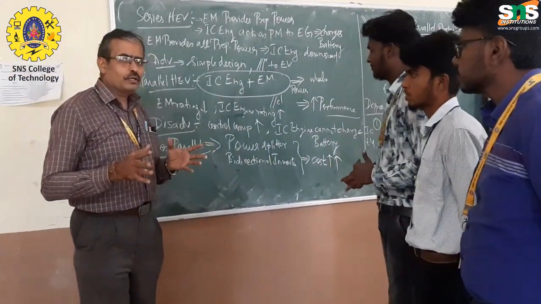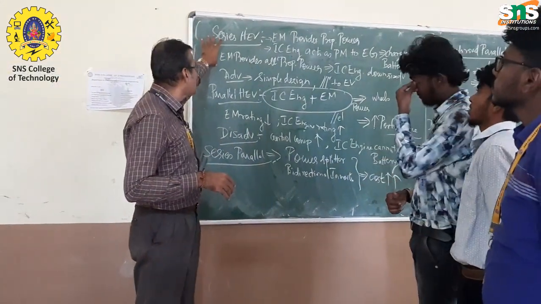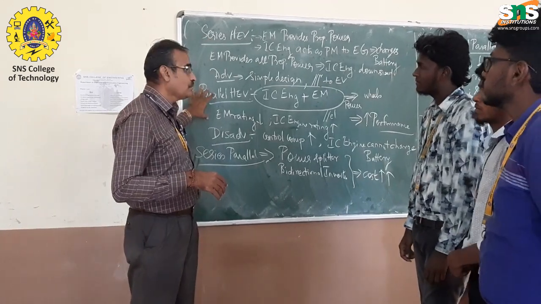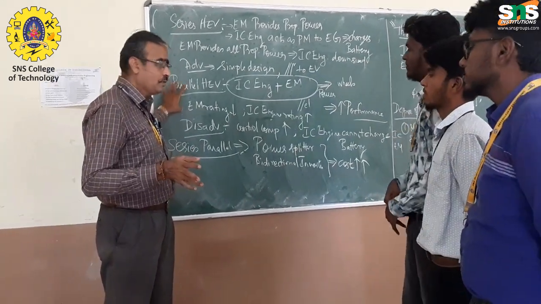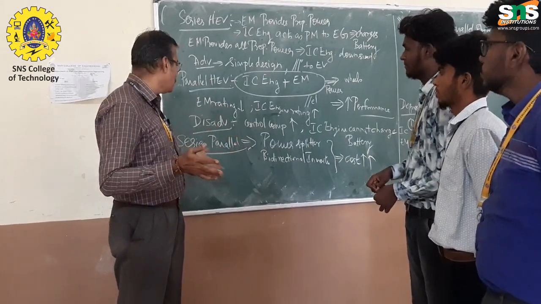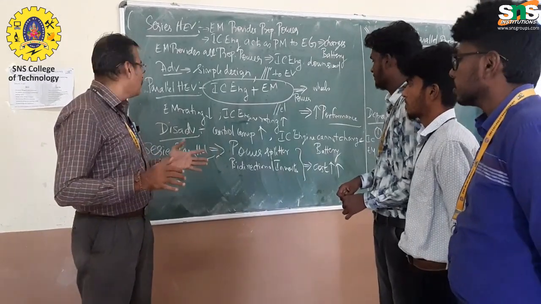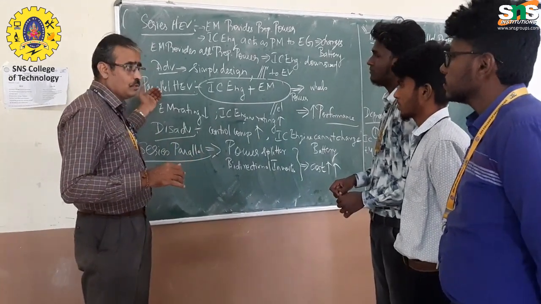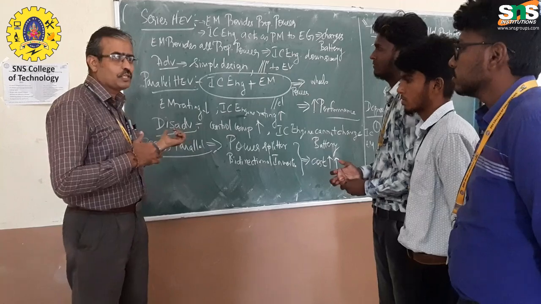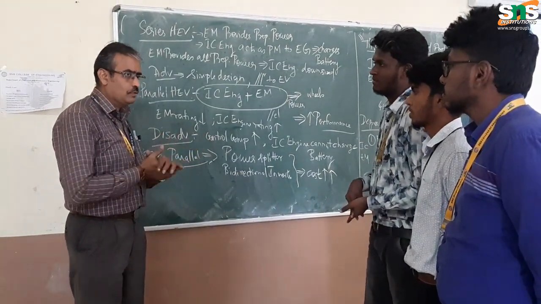By concluding, we can say series HCD is good for city driving, whereas parallel HCD is suitable for highway driving, whereas series parallel HCD is suitable for both city and highway driving. But series parallel HCD is very costly compared to series and parallel. So based on our requirements, we choose for the customer. Thank you.